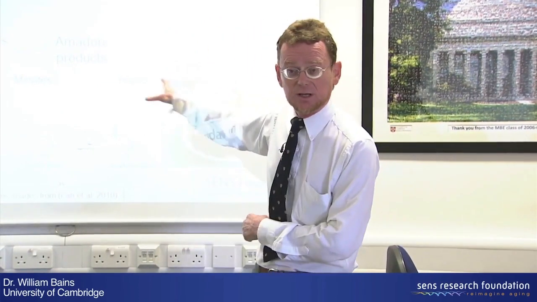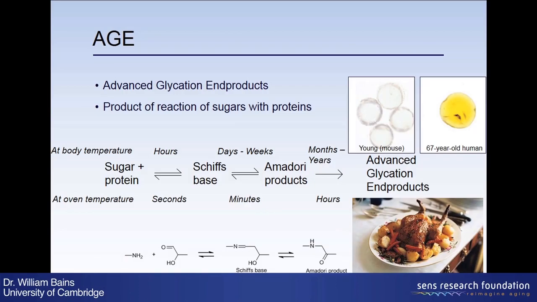It doesn't happen nearly as fast in us as it happens in the oven, because we're much cooler. Chemical reactions tend to happen more slowly at lower temperatures. But it does happen in us. The time scale in us is that this happens in minutes to hours to days, and this conversion happens in months to years. And you can see the effects of this. You can actually physically see it.